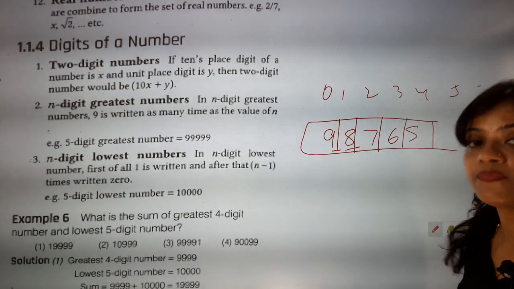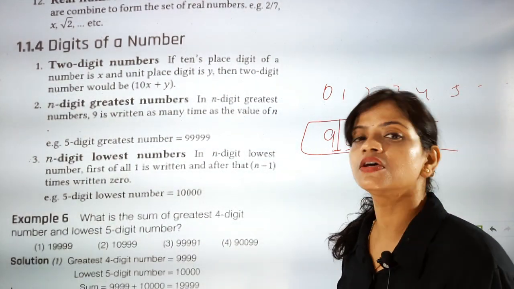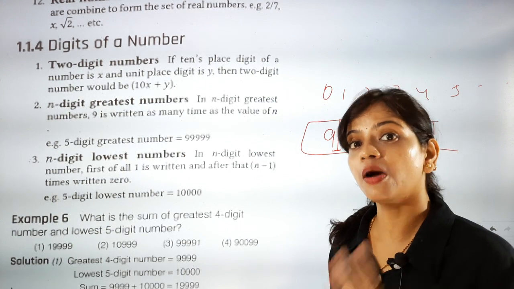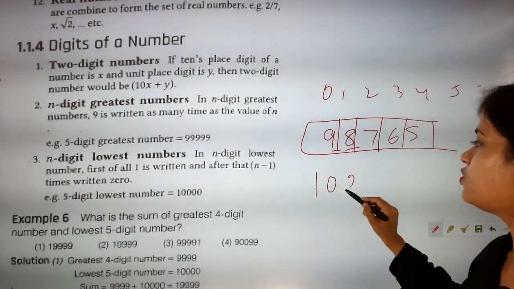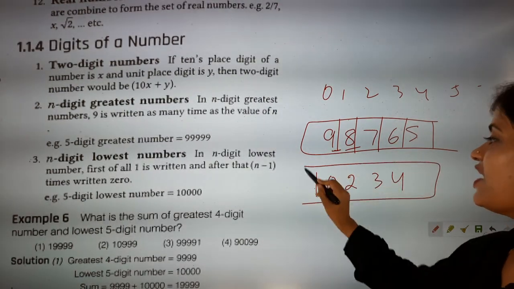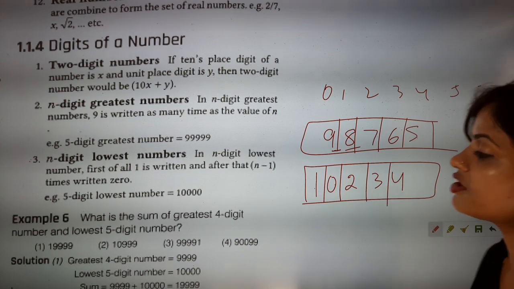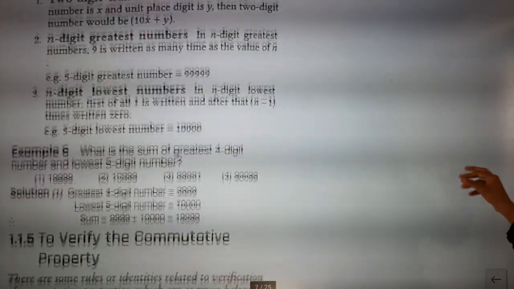In the same way, for the smallest 5-digit number when the digits are not repeating, you have to start with 1, then 0, 2, 3, 4, so it is 10234. This will become the smallest 5-digit number when the digits are not repeating.